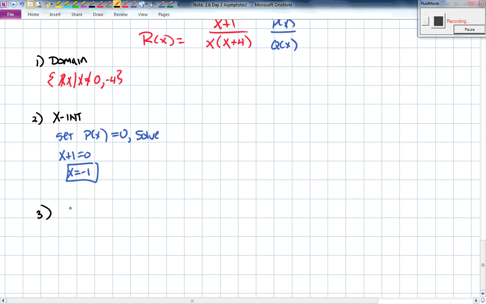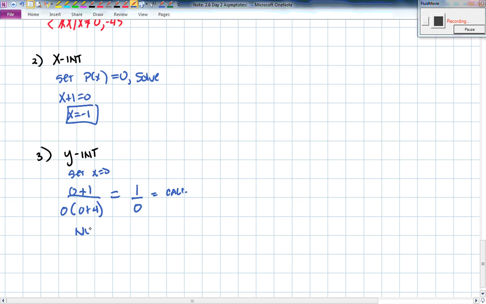Okay, number 3. We're going to find the y-intercepts. Now, how do you find y-intercepts of a function? Yes, perfect. You set x equal to 0, and you solve. Okay, that's going to look something like this. 0 plus 1 over 0 times 0 plus 4. That's equal to 1 over 0. That's undefined. So, for us, that means there's no y-intercept. Sweet. No y-intercept.